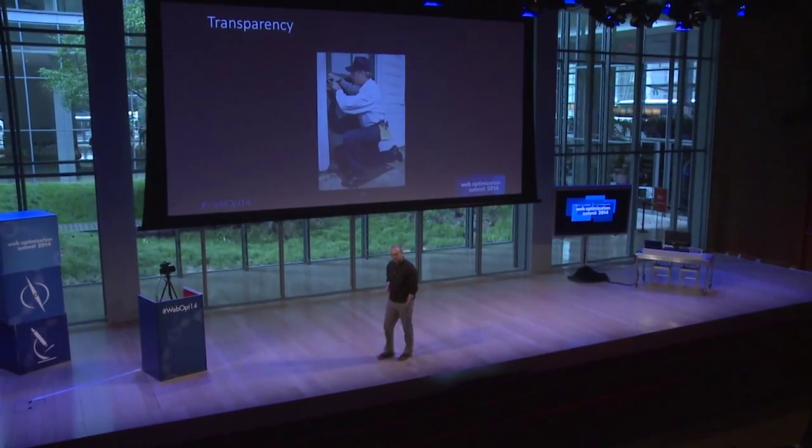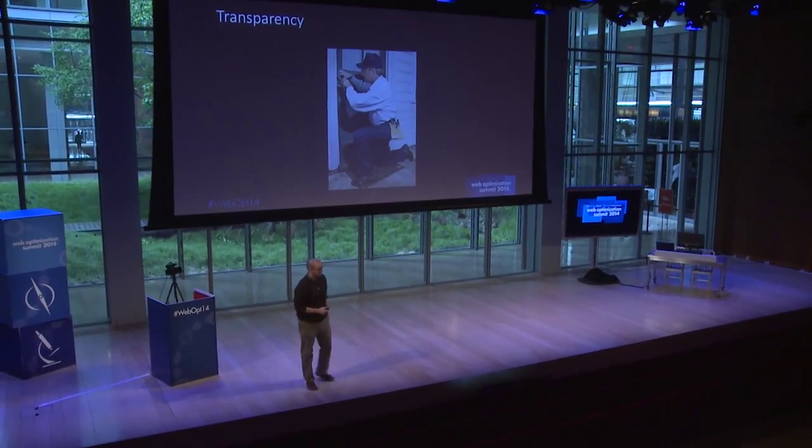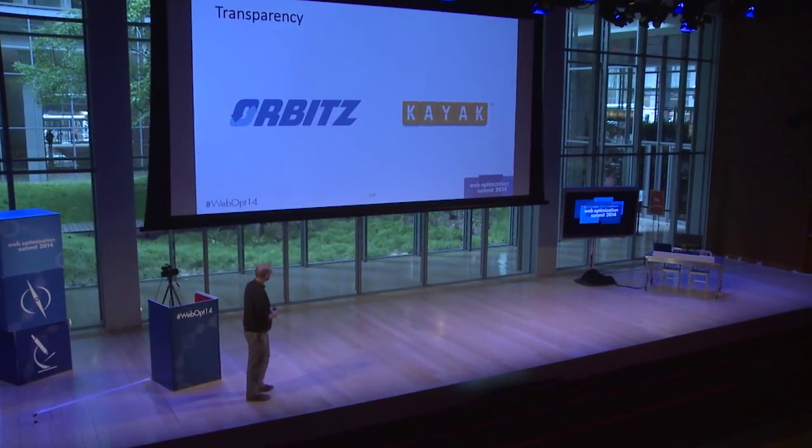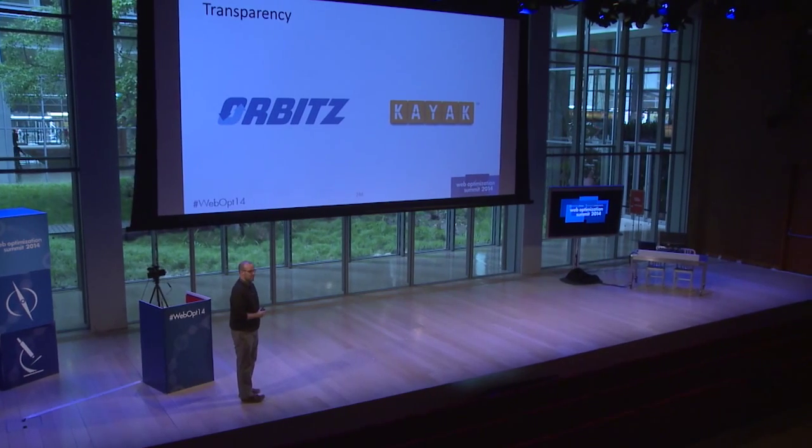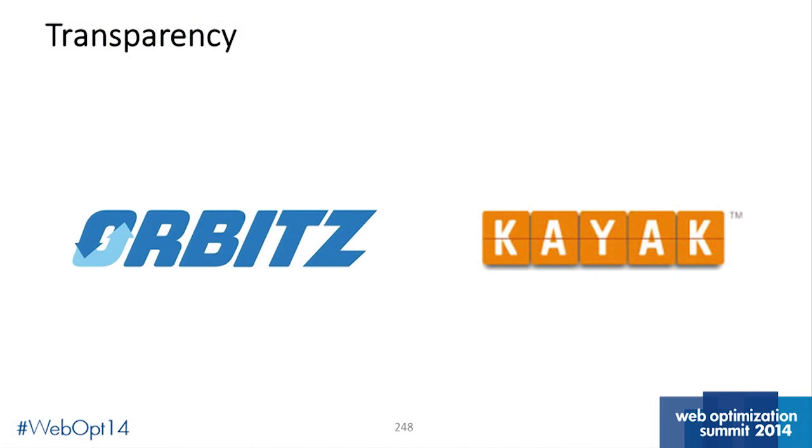So let me tell you about some experiments that we've run that test this exact idea. The simplest one, if you're familiar with Orbitz and Kayak, probably you've at least been on the websites. You may even have loyalty to one or the other. These are online travel websites. You enter your flight. You want to go from here to there. You put in the date.